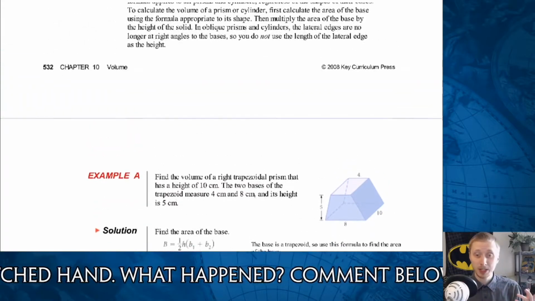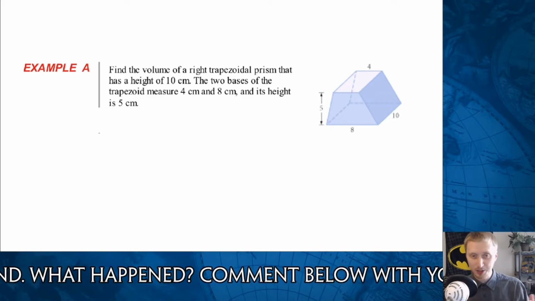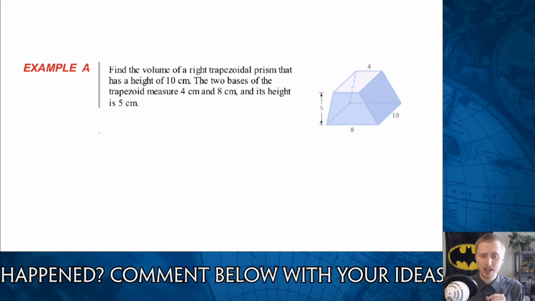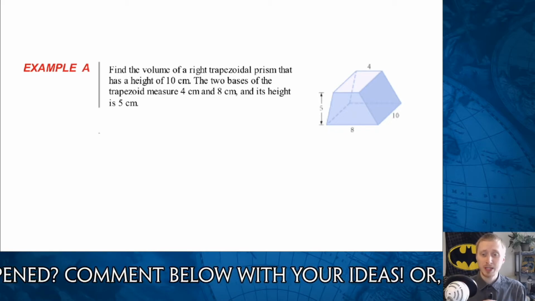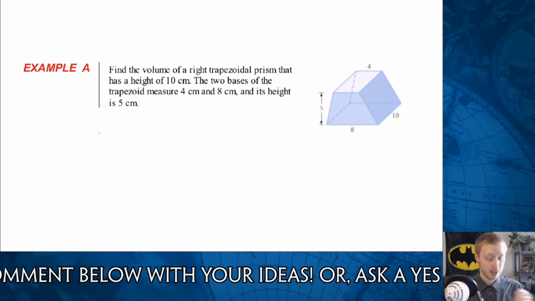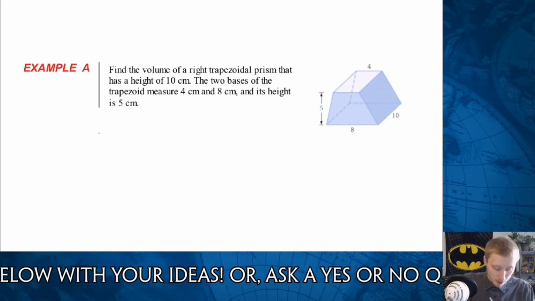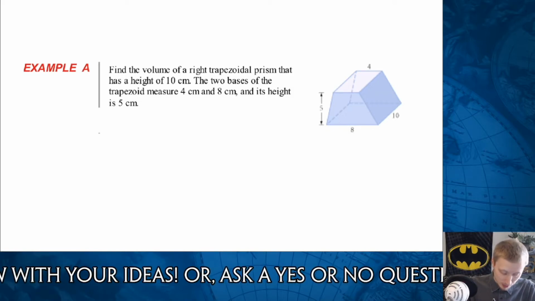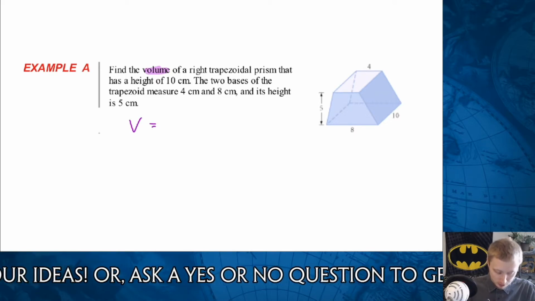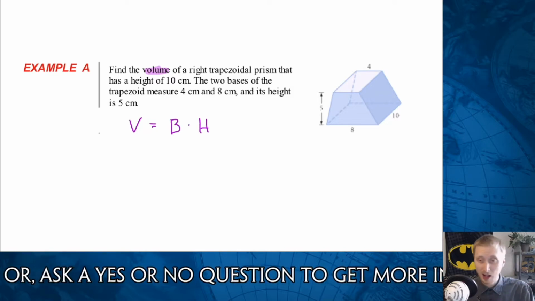Okay, let's do an example together. Here, so we can go ahead and do it ourselves. Find the volume of a right trapezoid prism that has a height of 10. Two bases of the trapezoid measure 4 centimeters and 8 centimeters, and its height is 5 centimeters. Okay, lots of information there. We want to find the volume. It is some kind of prism, so we're going to take area of the base multiplied by height.